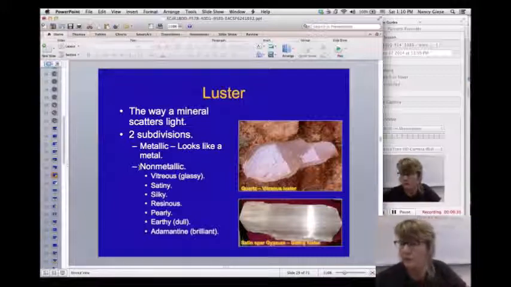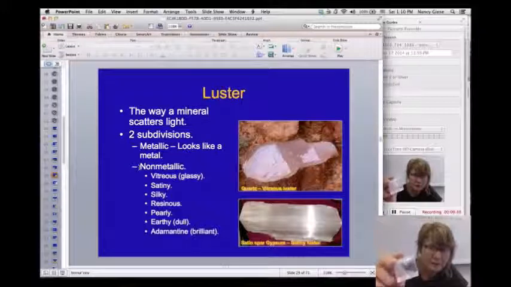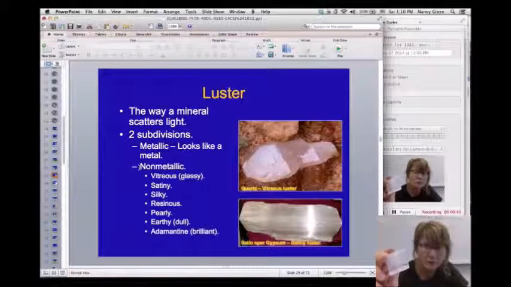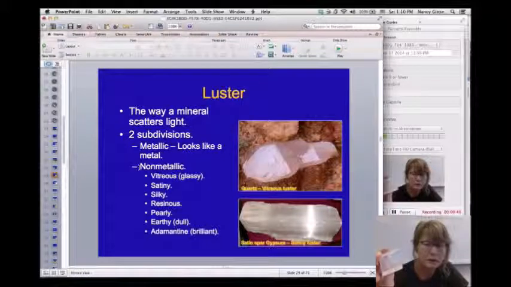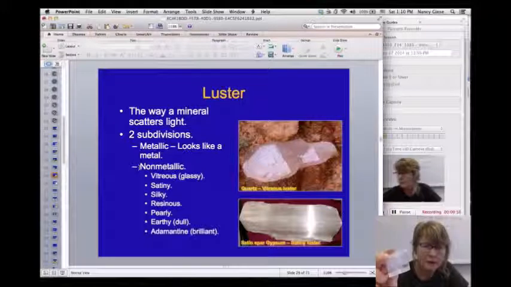Okay, so what if the luster is not metallic? What if it looks maybe like this? Definitely not metallic. We say it's non-metallic, and then we don't stop there, because if it's non-metallic, well, maybe it reflects light like glass, and so we say it's non-metallic glassy. Another way of saying glassy is vitreous. So that's a non-metallic glassy luster.